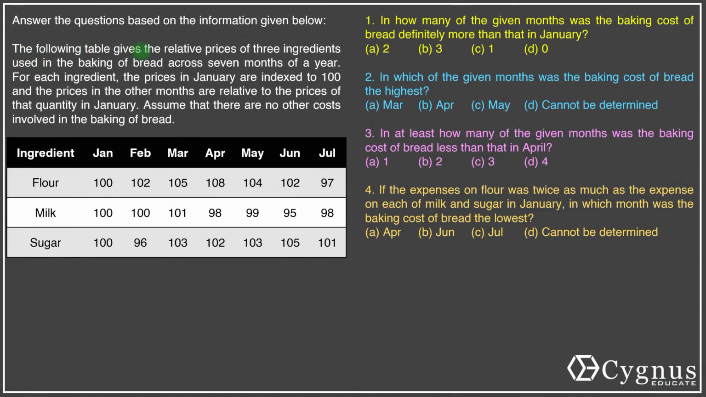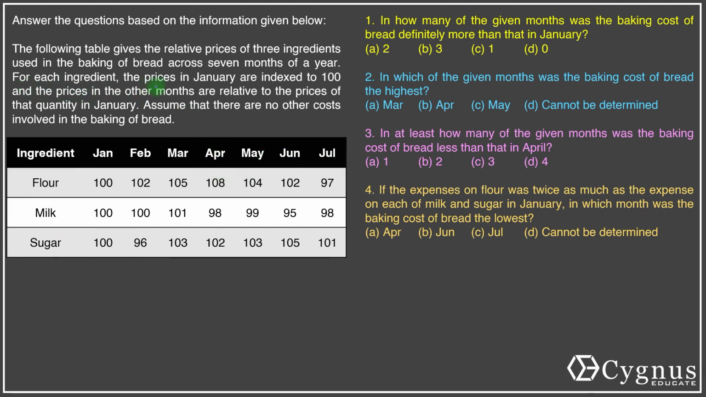The following table gives the relative prices of three ingredients used in the baking of bread across 7 months of a year. So, taking a look at the table, the ingredients used in baking of bread: flour, milk, sugar. Makes sense. 7 months from January to July makes sense.